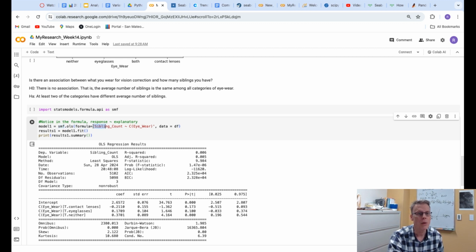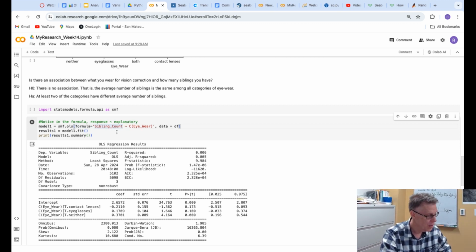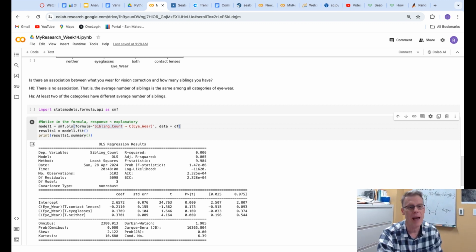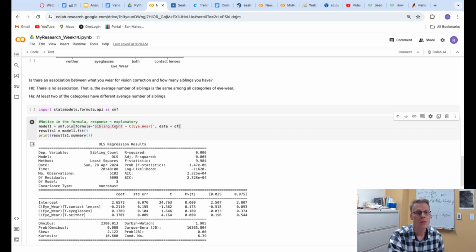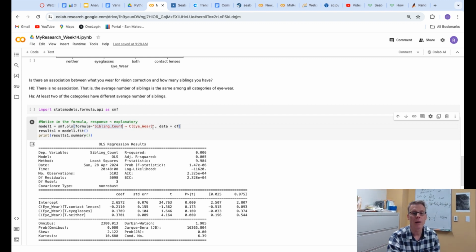So formula equals, and you've got to make sure that you put your response variable, your quantitative variable, first here, and then a tilde. I use shift and then the key on my keyboard right next to the 1, shift backtick is the tilde. So my quantitative variable is sibling count, my categorical variable is iWhere, and I put in here as the formula equals, quote, sibling count tilde, capital C parentheses iWhere, close parentheses, close quotes.